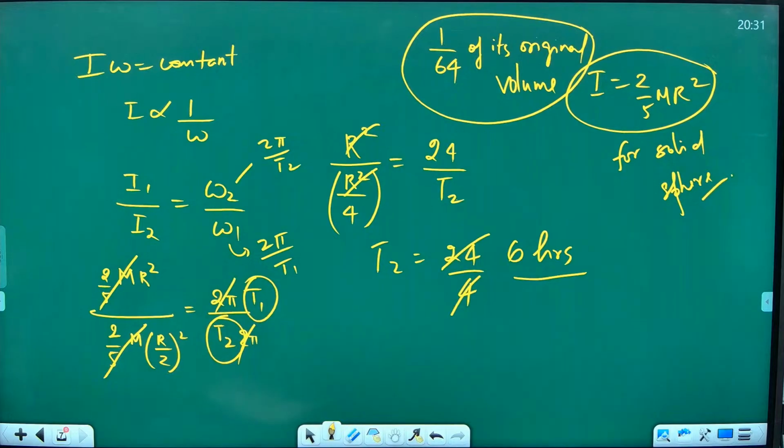Same question, man. In the previous case, they gave that radius became half. In this case, they are giving volume became 1 by 64. So by using volume, you find the radius relationship. I will solve it. Wait. Let it mark the attendance.